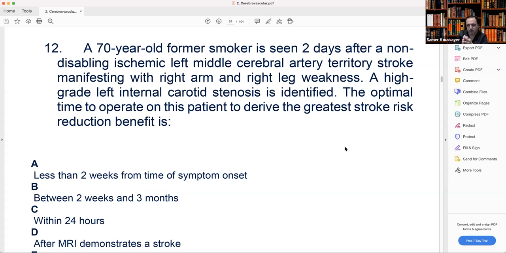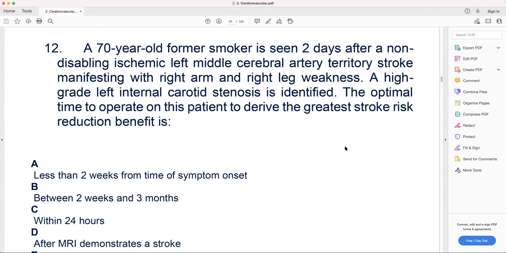So they have a couple of trials for that. This trial showed that if you do it within 14 days, for every 5 patients you treat, 1 patient will benefit. But if you do it after 14 days, you have to treat almost, I think, 125 patients to get 1 patient benefit. You see the difference? Yes. That's why it's very important to do it within 14 days.